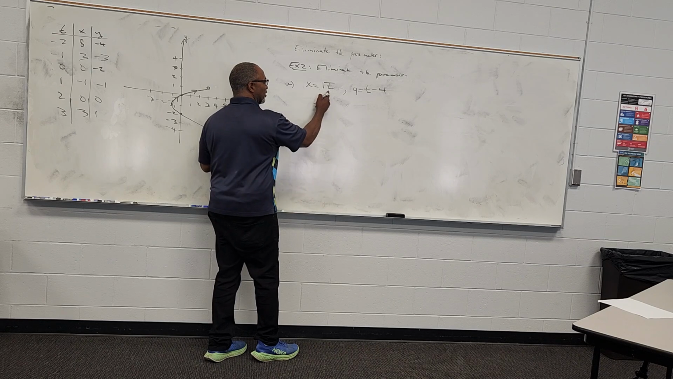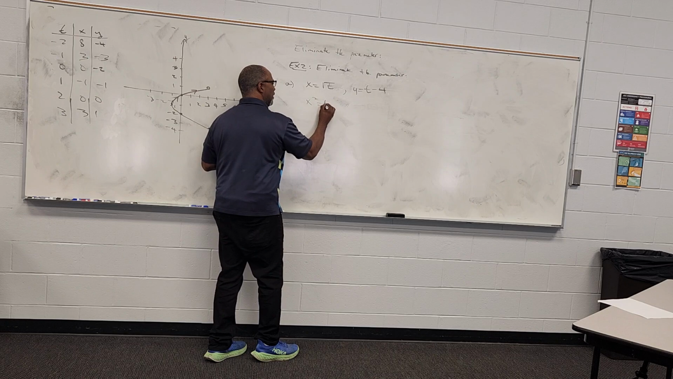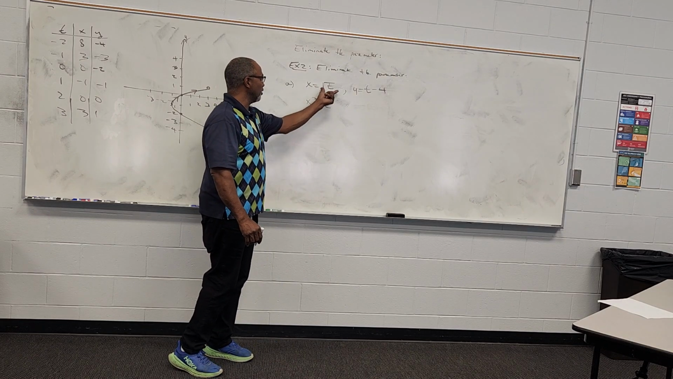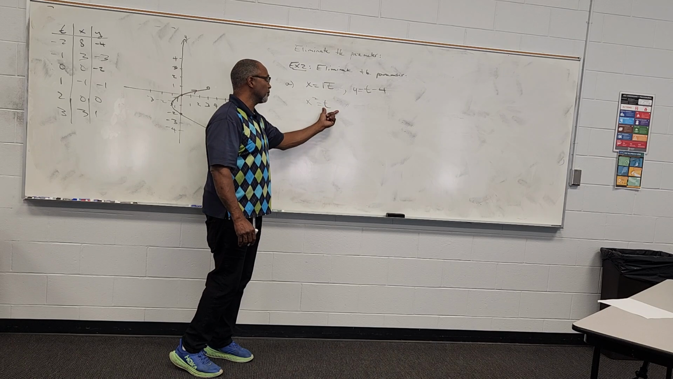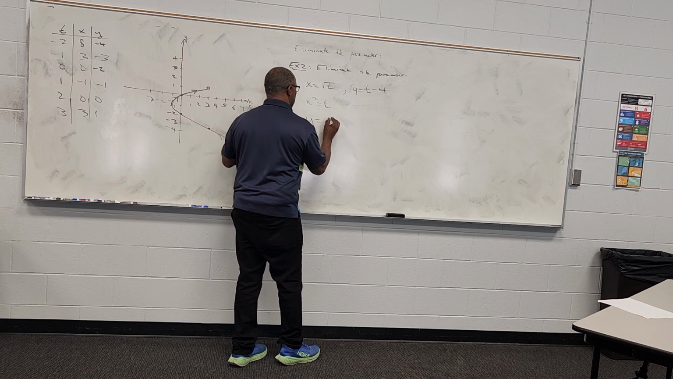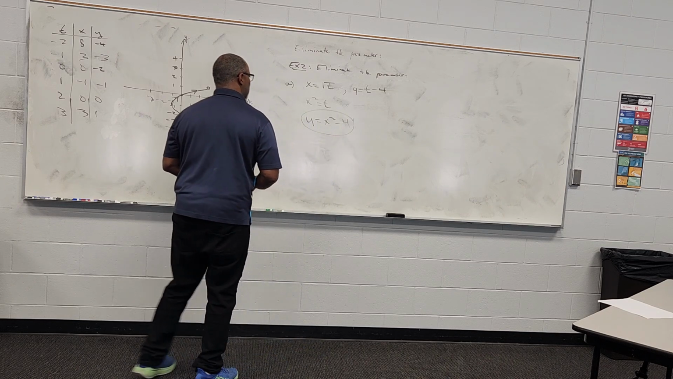Well, if x is the square root of t, if I square both sides of this thing, x squared would be t. If x equals square root of t, square x, you'll get x squared. Square the square root of t, you get t. So in place of t in y, I can write x squared. So y would be x squared minus 4.